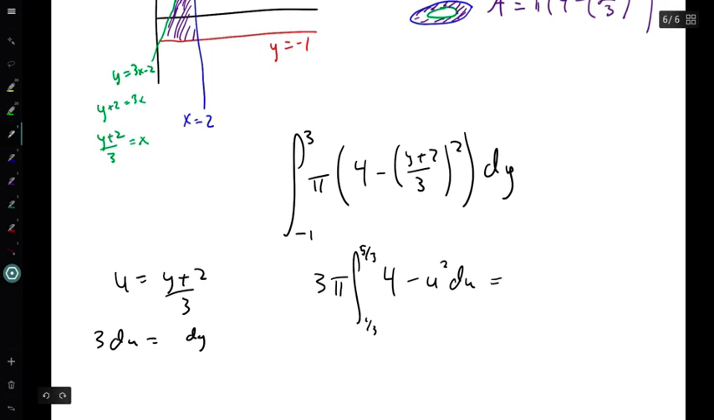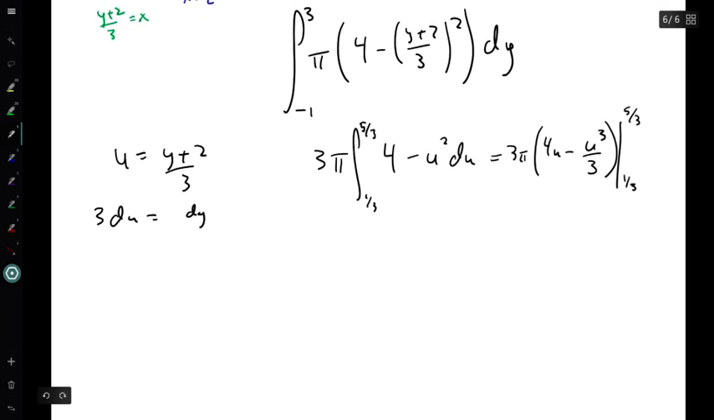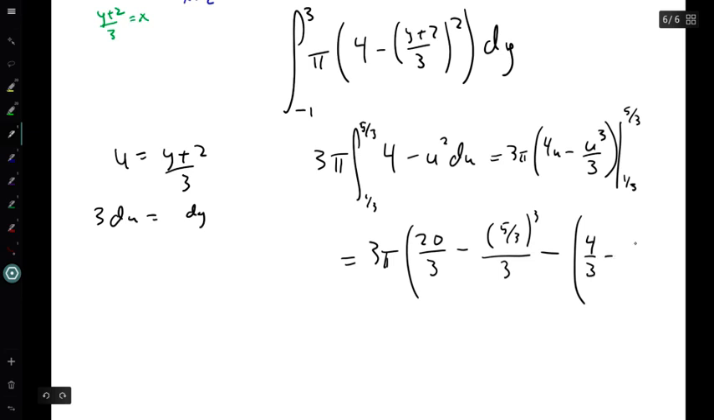Great, so integrating this is going to give me 3 pi times (4u minus u cubed over 3), evaluated from 1/3 to 5/3. And in the end, we're going to get 3 pi times this thing evaluated at 5/3, which is 20/3 minus, well, whatever 5/3 cubed is, over 3. And now we want to subtract evaluated at 1/3, so 4/3 minus whatever 1/3 cubed is. I guess that's 1/27 over 3.